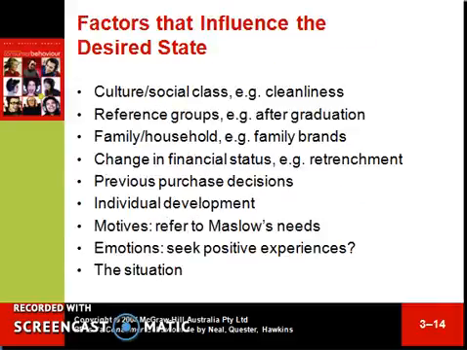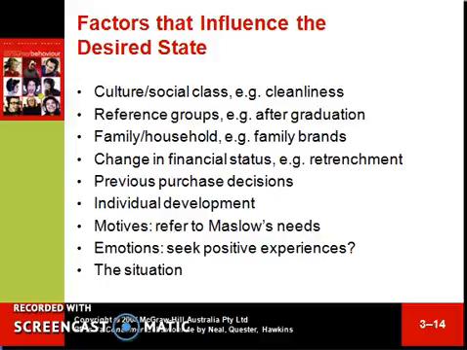Factors that influence the desired state. A number of factors beyond the control of the marketing manager can affect problem recognition. Culture and social class may mean, for example, that cleanliness is an important desired state. Reference groups are a major influence and can change. For example, after graduation, when you are working, one of your main reference groups will change very quickly. Family and household influence the brand purchased.